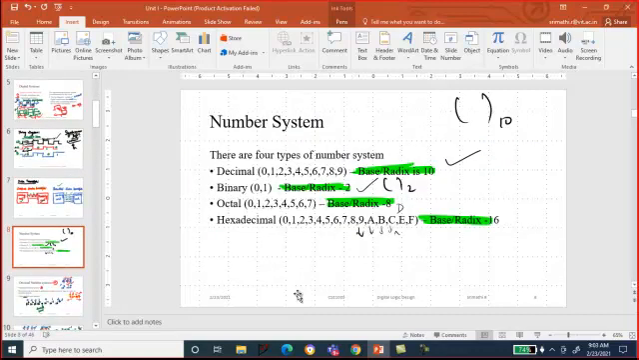In number systems, there are basically four types: decimal, binary, octal and hexadecimal. For decimal, the radix is 10; for binary, the radix is 2; for octal, the radix is 8; and for hexadecimal, the radix is 16.